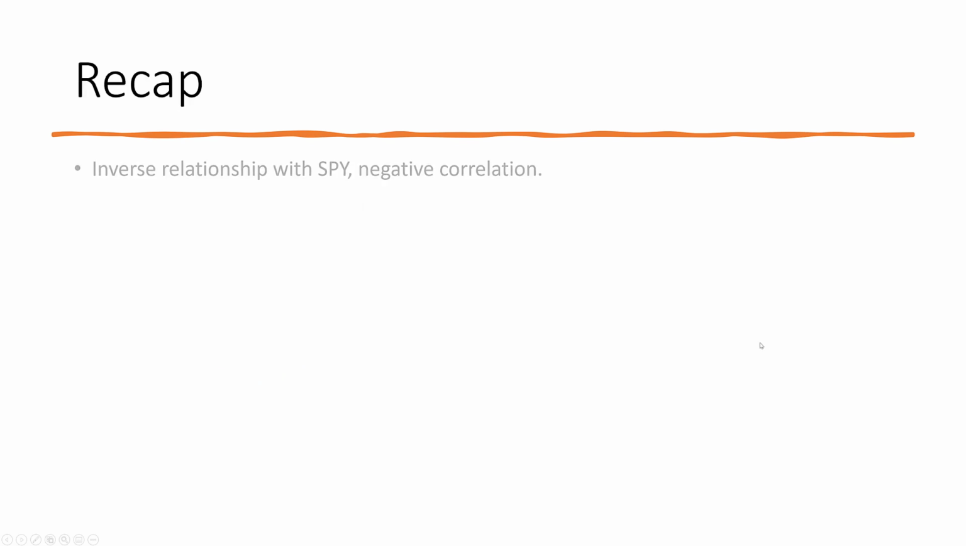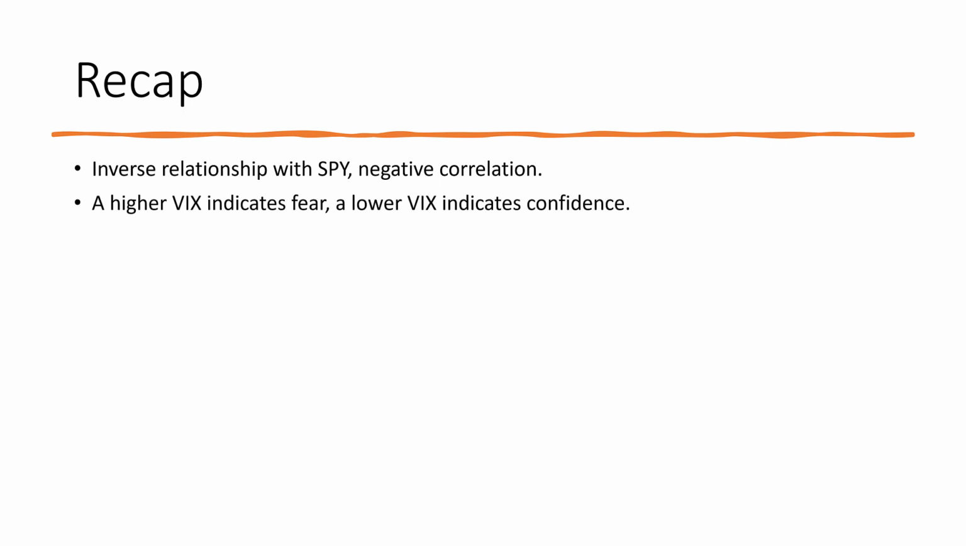So just to recap on this short video, the S&P 500, the SPY, and the VIX have an inverse relationship. They have a negative correlation. As the VIX spikes and goes higher, the market comes down because there's panic. It's high volatility, and then it falls with the broader market. So a higher VIX indicates that there's fear, and a lower VIX indicates there's confidence.